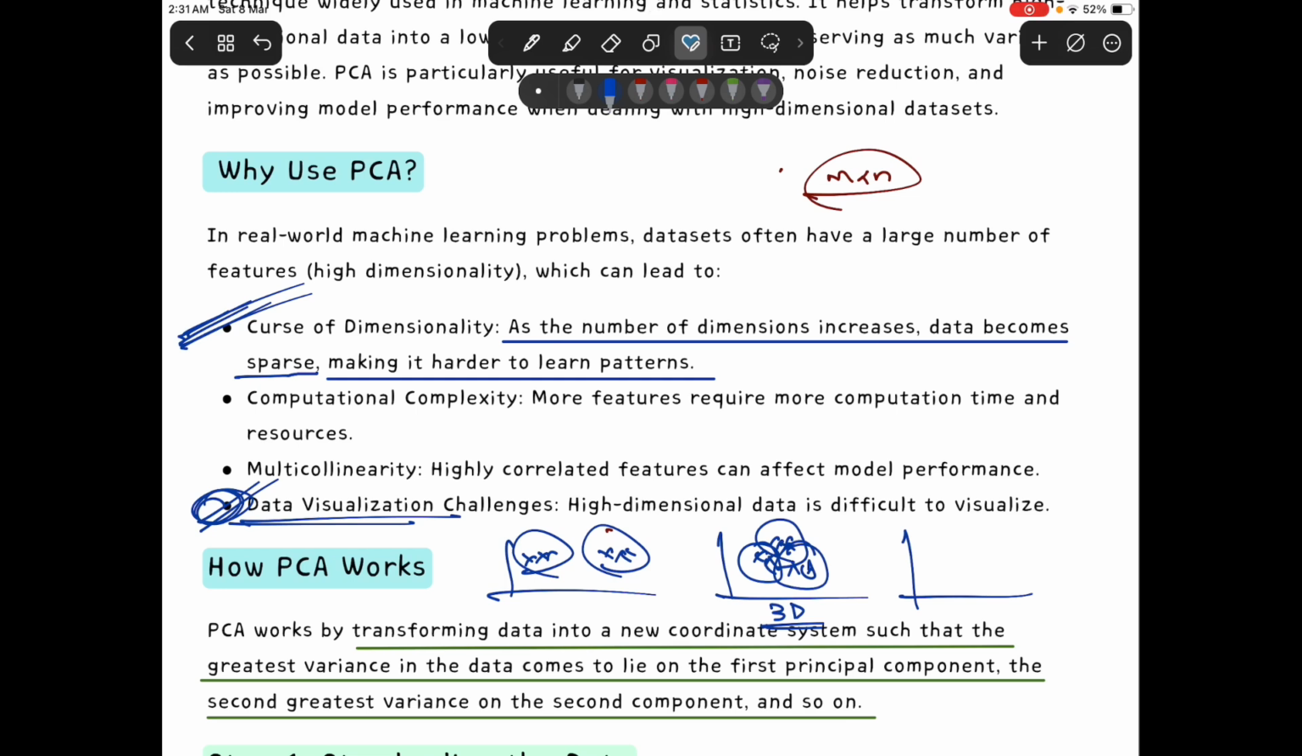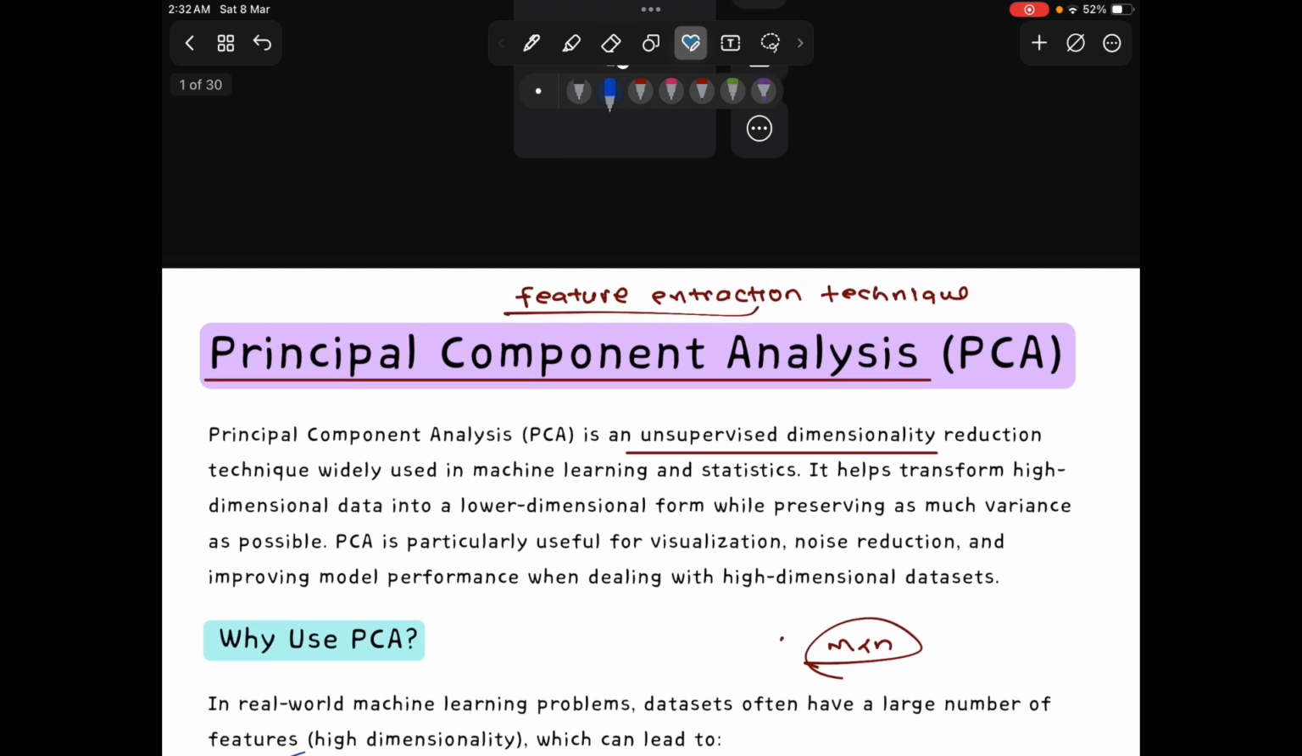The third one is computational complexity. Obviously, if we have more data points and more features, there will be high complexity for computation. Multicollinearity: if two features are highly correlated, it will also affect the model. We will discuss this in a later portion.